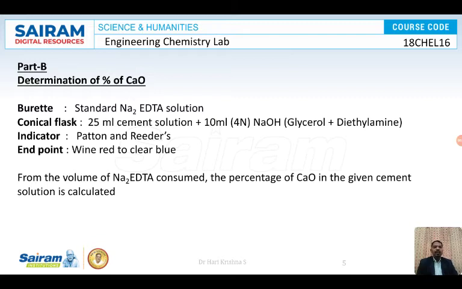So now you might have a doubt. In the previous experiment, the hard water also contained calcium and magnesium. Here also we have calcium and magnesium. The titrant was the same, Na2EDTA. But why are we using different indicators?